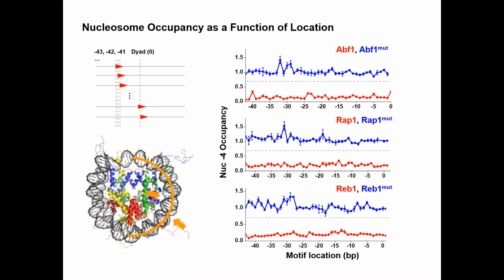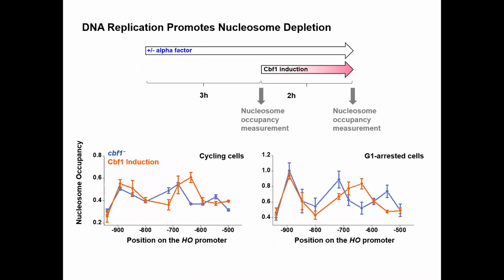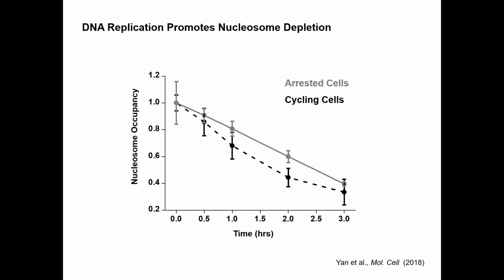So in cells, one major event that disrupts nucleosome is DNA replication. So here, what we did is we looked at how CBF1 disrupts nucleosome in either cycling cells or G1 arrested cells where the DNA replication is stopped. We found that in both cases, nucleosome can be disrupted, but in terms of the disruption rate, in the cycling cells, it seems to be faster than in the arrested cells. So that indicates that some cell cycle events, probably DNA replication, promote the invasion of the nucleosome.